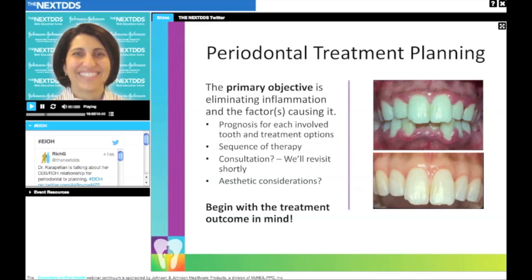So the main point with all of dentistry has to be that we need to keep the final outcome in mind before we start. So we need to know, where do we want to end up? What do we want the patient to look like? What does the patient want to look like at the end of treatment before we begin the sequence of care for the patient?